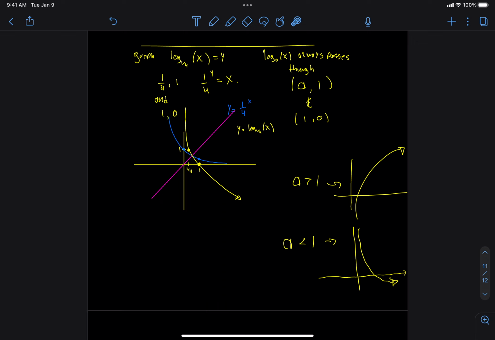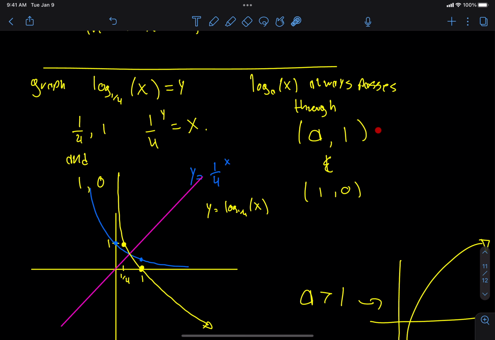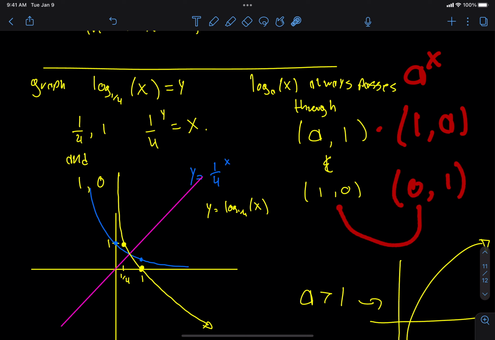Okay, so what you need to memorize is 2 shapes and 4 numbers, basically. 2 shapes and 4 numbers. That's what you need to memorize. And you need to memorize also where the numbers go, obviously, which is that log base a of x always passes through 2 points. It's the reverse of the 2 points that an exponential function always goes through. The exponential function a to the x always goes through the points (1, a) and (0, 1). That's where we get these 2 points. It's the flip of them, right?